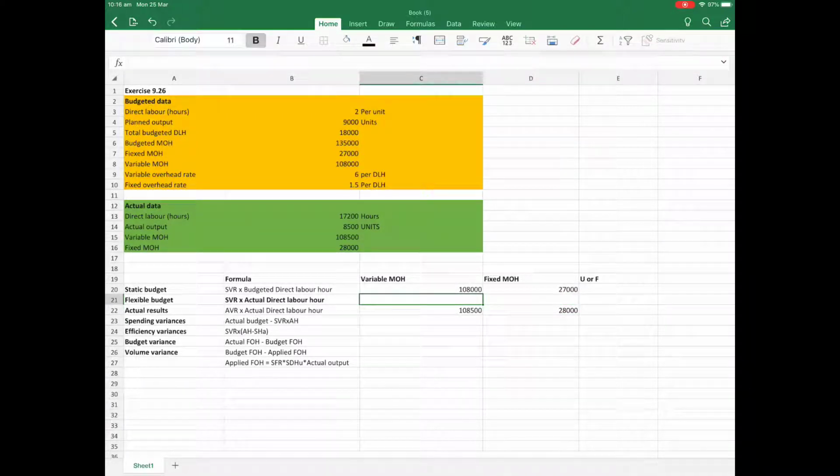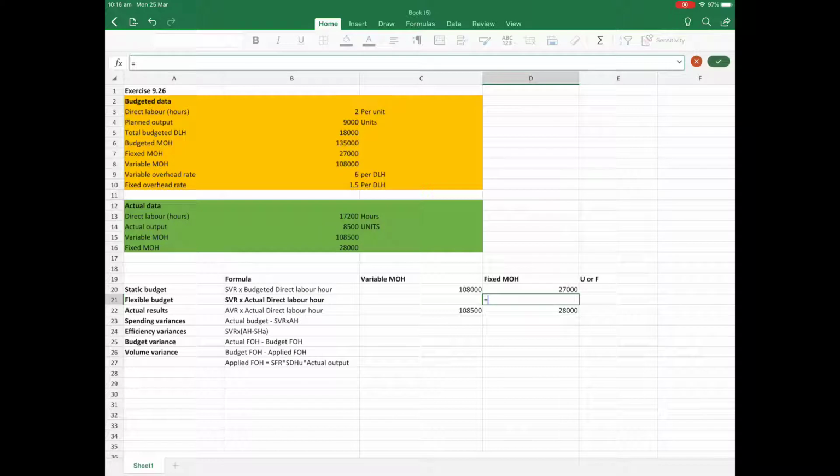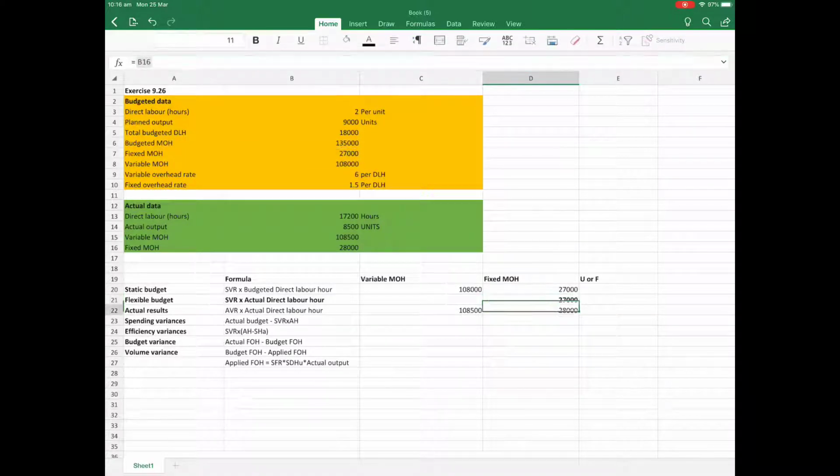Now for the flexible budget, you know that the flexible budget fixed manufacturing overhead is the same as the fixed manufacturing overhead in the static budget, because fixed expenses do not change according to the volume of production. So we just take this amount.